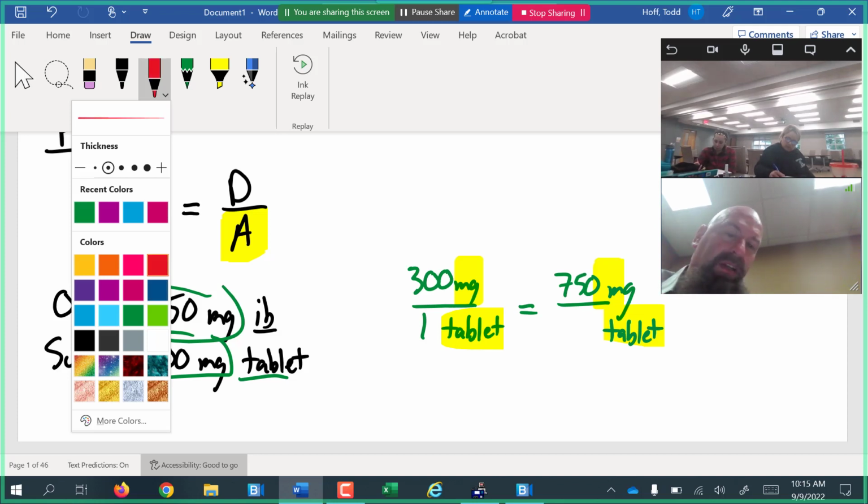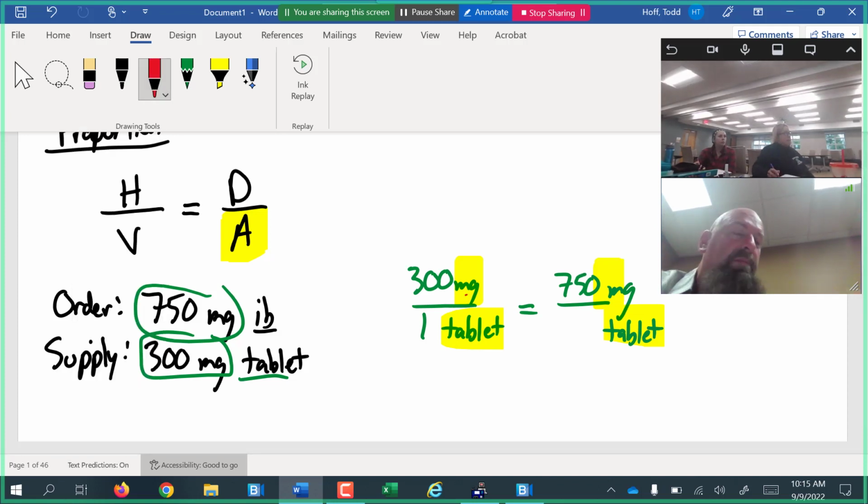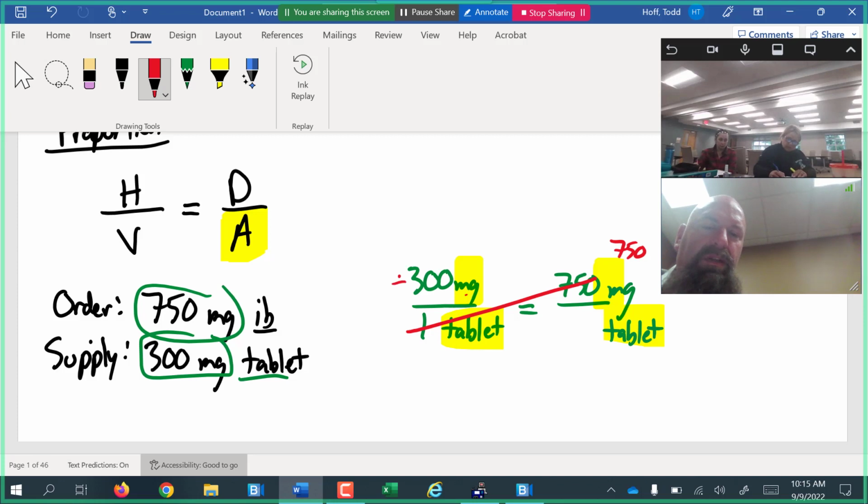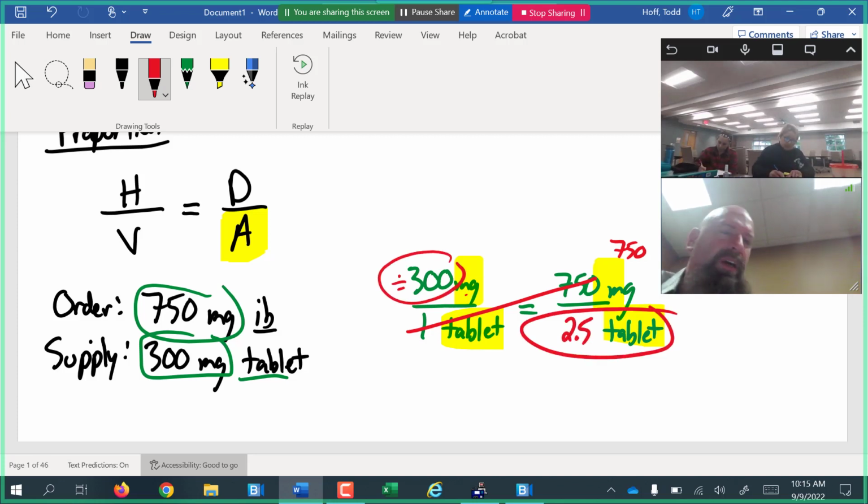Now, since the units line up, we just worry about the numbers here. 1 times 750 is 750. Then we divide that by the 300 to get 2.5. So 2.5 tablets.